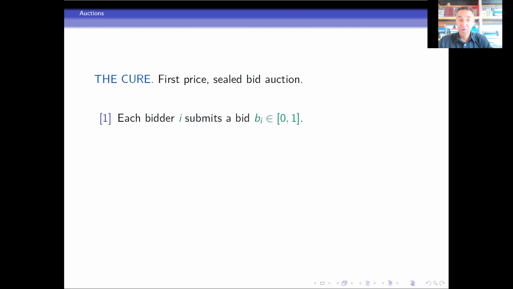So how does that work? It works in 3 stages. So any auction always has 3 stages. Maybe that's a good thing to write down explicitly. Building an auction always has these 3 ingredients.